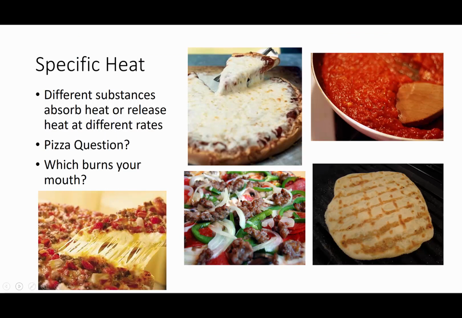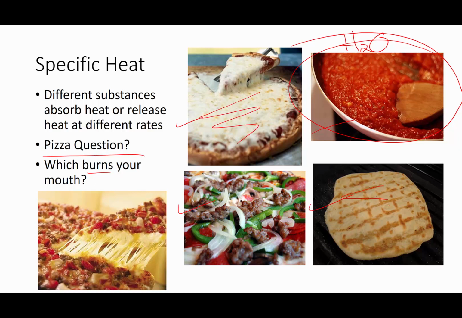So let's talk about pizza. What burns your mouth? Is it the cheese, the toppings, the crust, or the sauce? Yeah, it's the sauce. Sauce is made of mostly water, and water has that crazy high specific heat. Now, the cheese and the crust are insulators. They're non-metals. They're good insulators. So the cheese and the crust insulate it like a little blanket, keeping that sauce extra piping hot. And so they're not the culprits, but they do play a role.